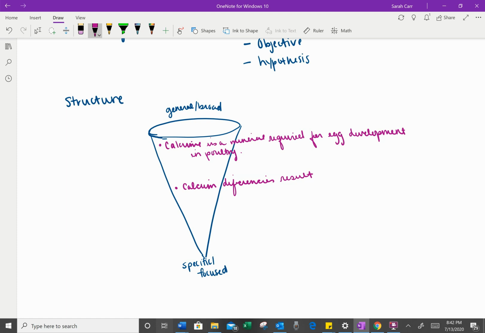Calcium deficiencies result in decreased egg durability, and diets with no calcium ceased egg production in chickens.